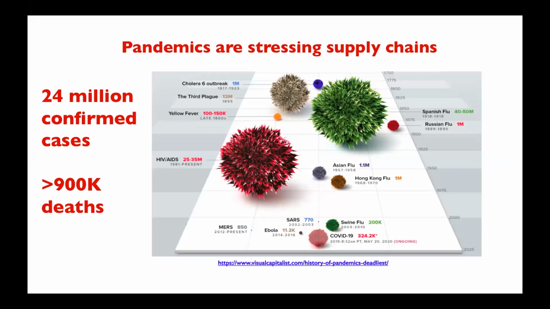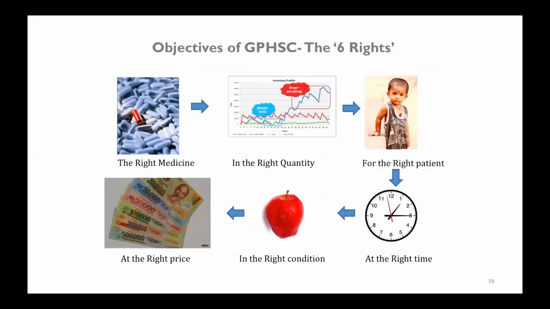And it's stressing not only the supply chains for the products that are needed to respond to this pandemic, but all the other supply chains are being affected as well. When we talk about supply chain, again, keeping it simple but at a very important level, we're looking for the 6 rights, the 6 things that we must get right. First of all, getting the right medicine in the right quantity for the right patient at the right time, in the right condition, and at the right price. So in a very simplistic way, but in a very important way, these are the 6 rights we need to get done if we are to succeed in effective procurement and supply chain management.